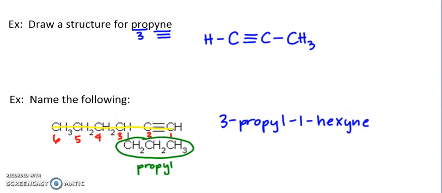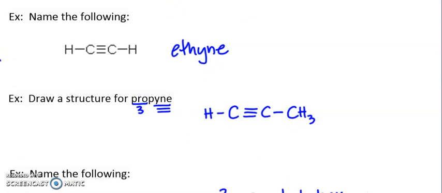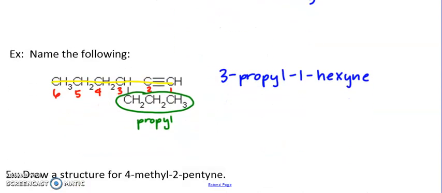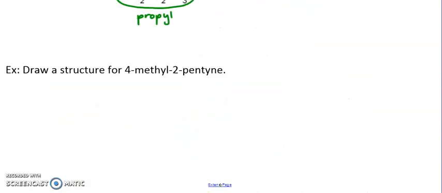If I go back up here for a second, notice I didn't say where the triple bond was in either of these, because there was no other option, right? Ethyne, you just have the 1 bond in between your 2 carbons, and propyne, no matter which spot you put it on, it's the same. All right, let's draw one more.